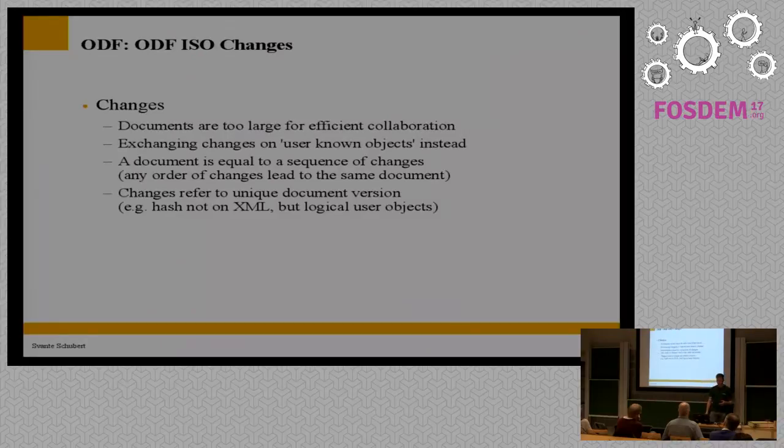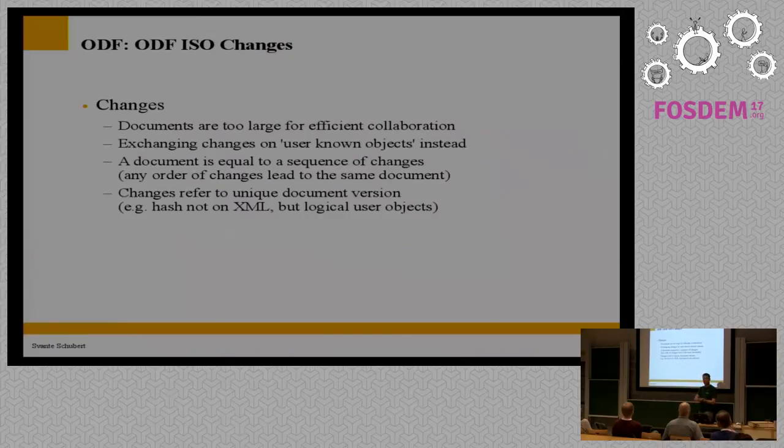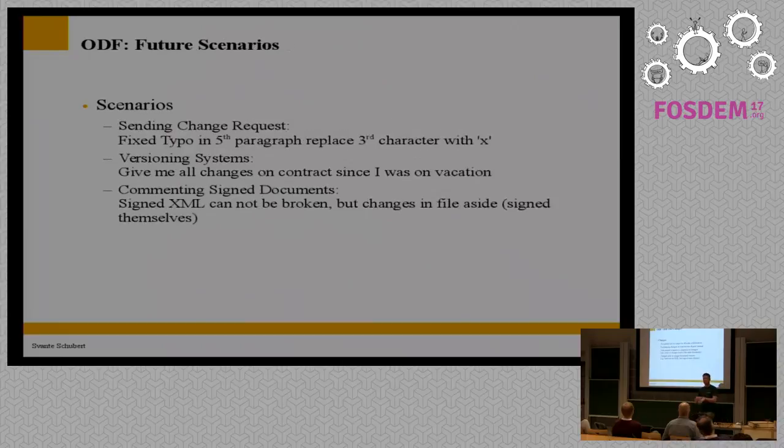So how do we do it? As I said, with changes. The documents are too large, so we go to a higher level and say something like, I've changed the 1,000,000th paragraph to red. That's what I did. We abstract from the details, like XML, and go to what the user knows. By this, we can go across as many applications as possible. And of course, as I talked about earlier, we have to refer to a certain version that developers know. They use a hash, but not again on XML because it is verbose. We use it on this logical box.